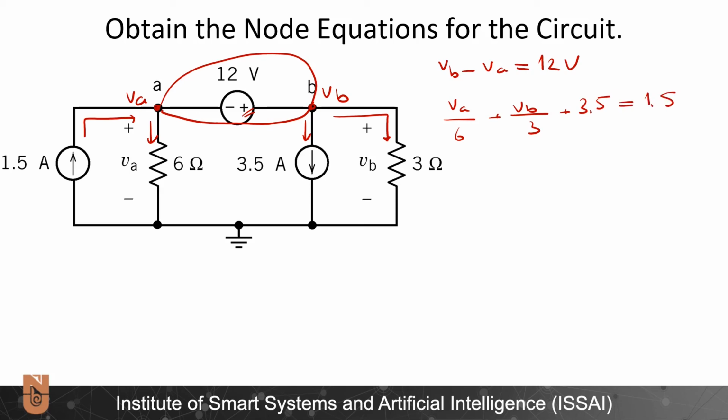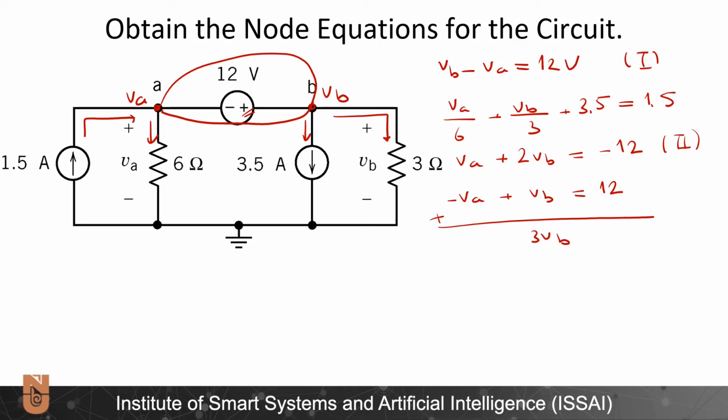I will simplify this a little bit further. VA plus 2VB will be equal to minus 12. So I have the equation 1, I have the equation 2, and I will write equation 1 here again. Minus VA plus VB is equal to 12. And if I add these, I end up with 3VB is equal to 0. And from here, I find VB is equal to 0 volts. And using equation 1, I can find VA as minus 12 volts. And this concludes my circuit analysis for this circuit.